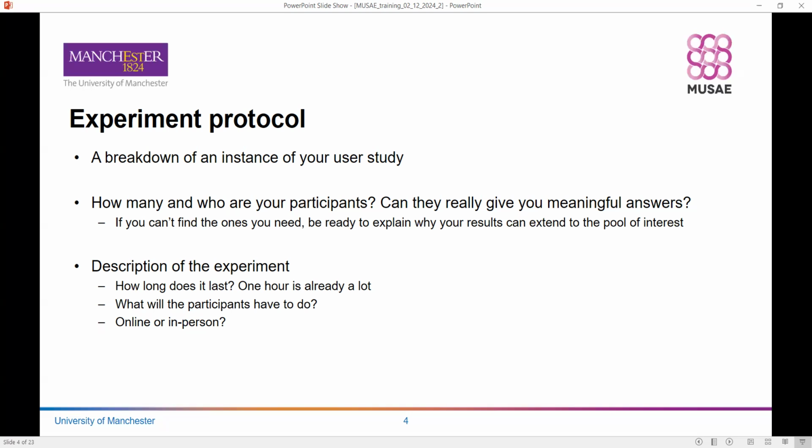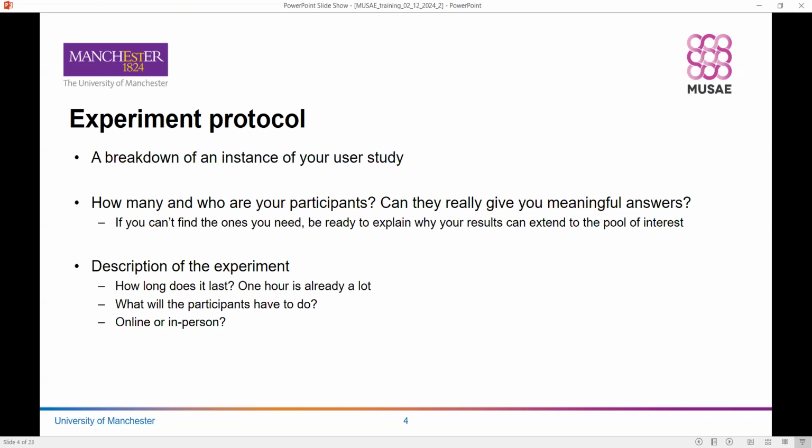Because of this, it is commonly accepted that the pool of participants doesn't necessarily resemble the actual end users of your application. So this potentially is still fine, but it's important that you make your case about why the results that you're going to achieve with a pool of participants that differs from the ideal one can be extended to your ideal end users, if you're not able to gather them from your user study.